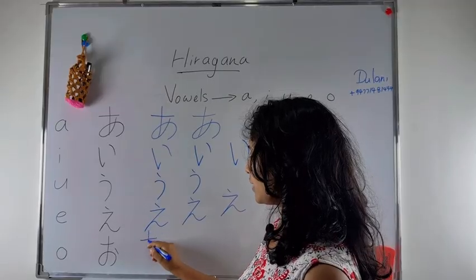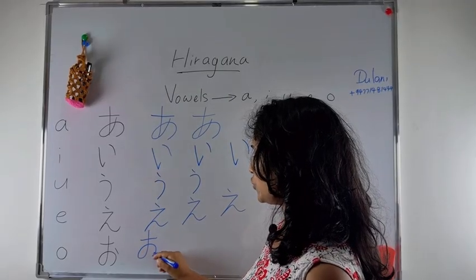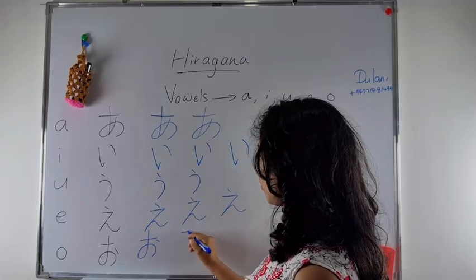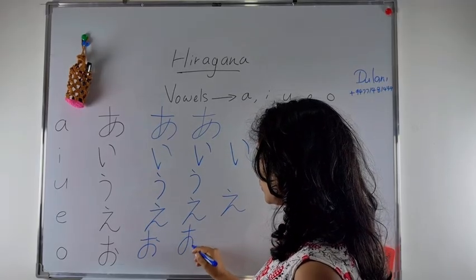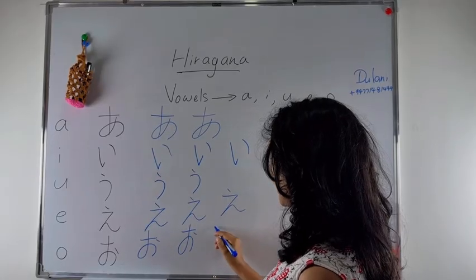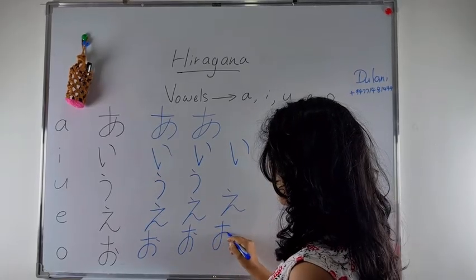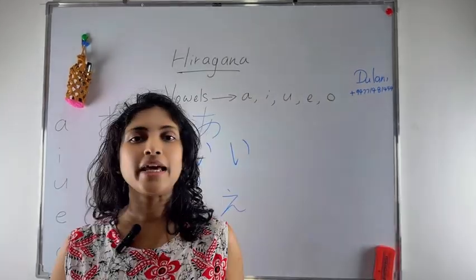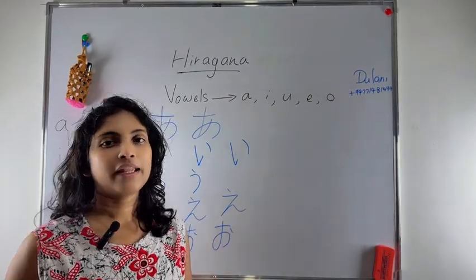1, 2. And here a small stroke. O. 1, 2, 3. 1, 2 and 3. So here are the 5 vowels in the Hiragana alphabet.